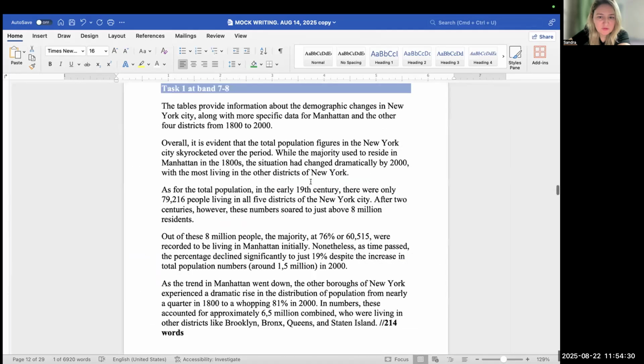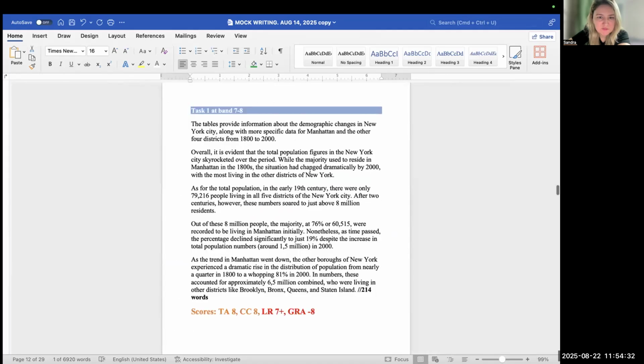So pause the video and read for yourself so you can see the difference. I'm not going to go into the detail right now because it's going to be a very long video. We don't want that. So this one, you see task achievement and coherence. What we did is just fix the referencing tools and some errors, but vocabulary could be improved. That's why it's 7 plus.